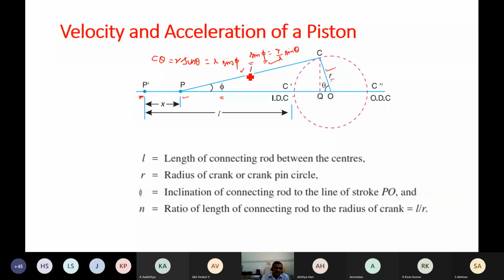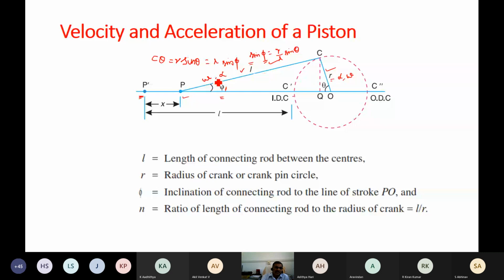If you take the connecting rod, what is the connecting rod? PC. Since it is subjected to oscillation or rotation, it will have angular displacement, angular velocity, and angular acceleration, right? As far as the connecting rod is concerned, the angular displacement is phi, the angular velocity is omega, and the angular acceleration is alpha. The crank also will be subjected to alpha and omega.